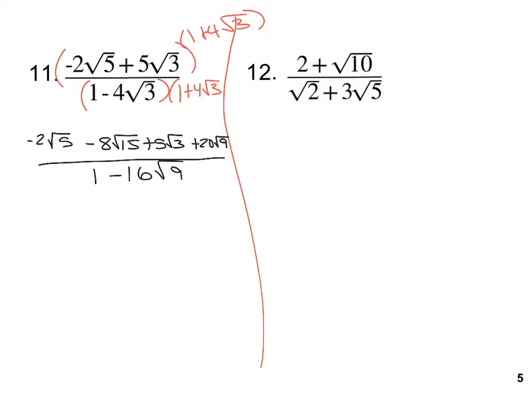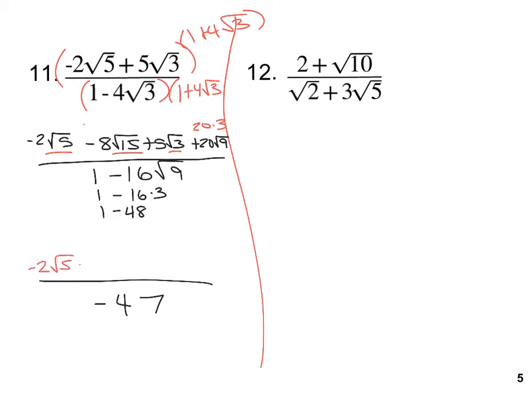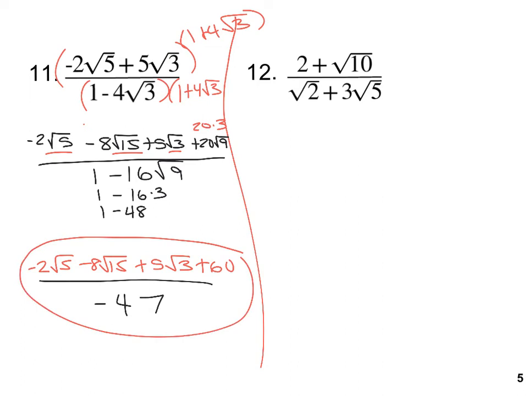Be careful there. 4 times 4 is 16, so you do have to simplify the denominator a little bit. Root 3, so that's 1 minus 48. So the denominator is negative 47. And then let's see on the numerator what we can do. None of these combine or simplify, but 20 root 9, that's 20 times 3. So that's negative 2 root 5 minus 8 root 15 plus 5 root 3 plus 60. So that is your final answer.